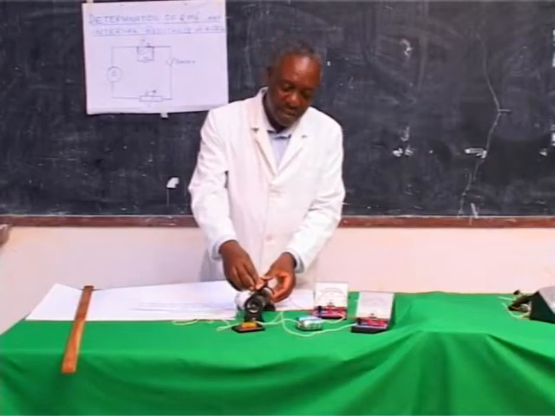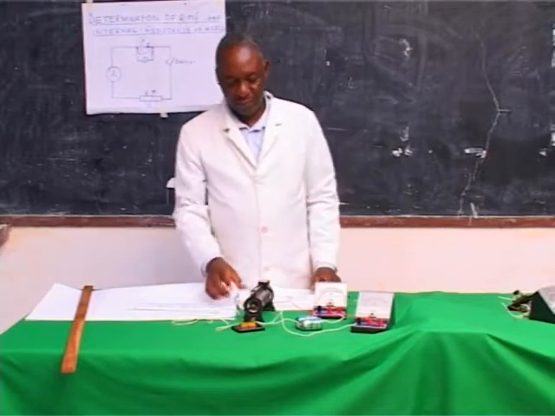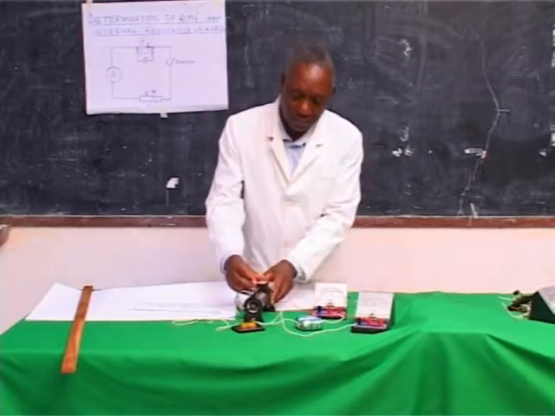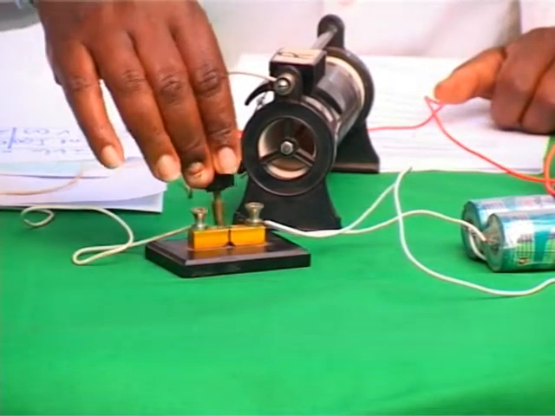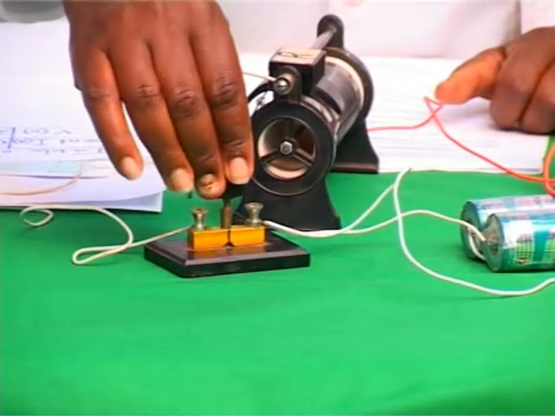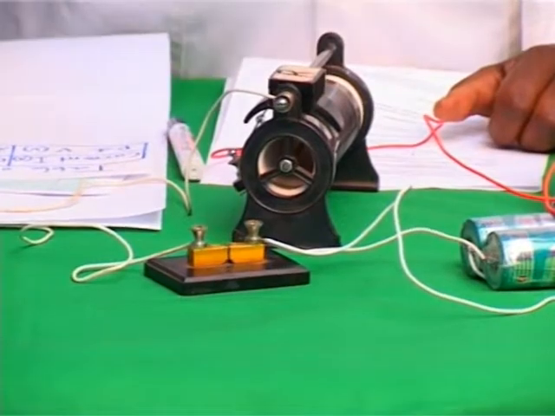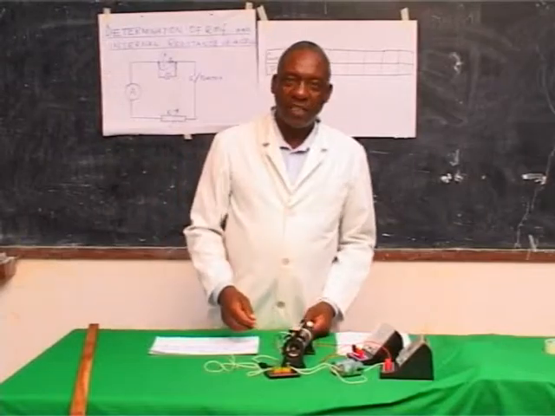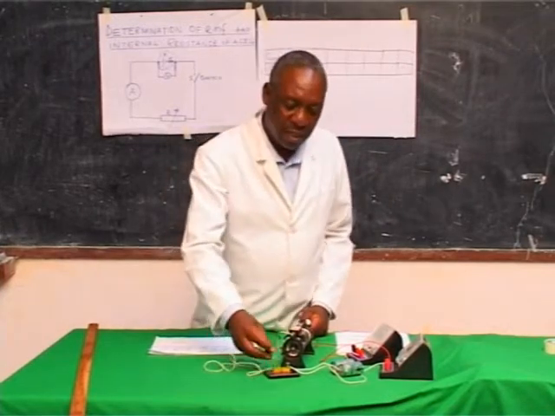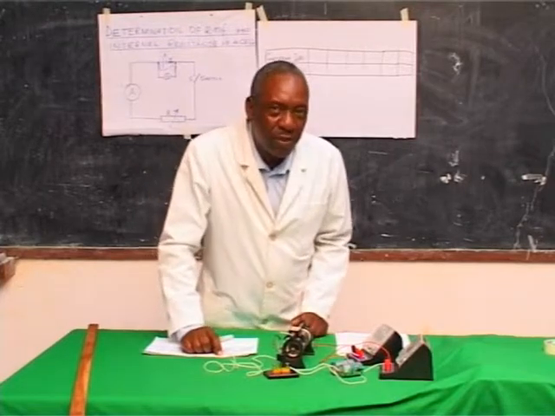Now adjust the rheostat to have maximum resistance. Remember that after every action of taking readings, remove or open the switch in order not to cause heating in the circuit. After connection, close the key and take the readings at the ammeter and voltmeter.